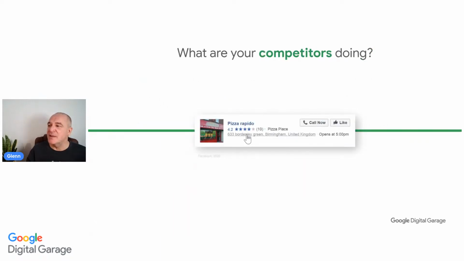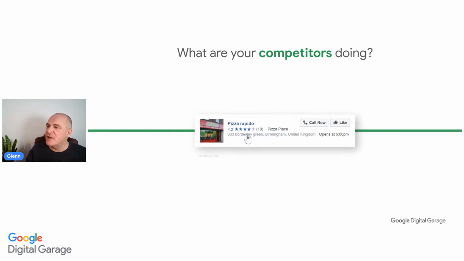Also look at what your competitors are doing. So there's a competitor for Pauli's, Pizza Rapido. They've made good use in their ads because they've integrated reviews. Reviews are great for social proof. Reviews are going to really help you to make that decision. They've got a 4.2 out of 5 over 10 reviews. They could be a good place to go because that seems very, very positive indeed in terms of the feedback that Pizza Rapido has received.